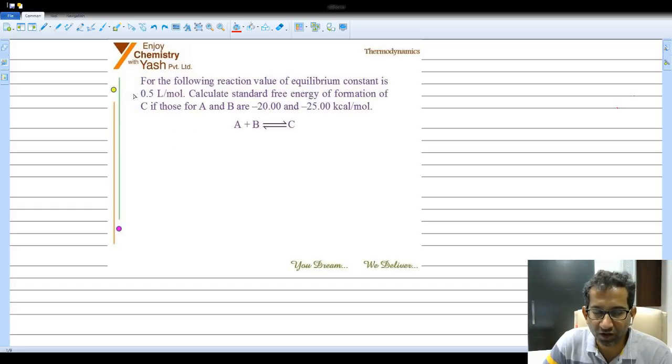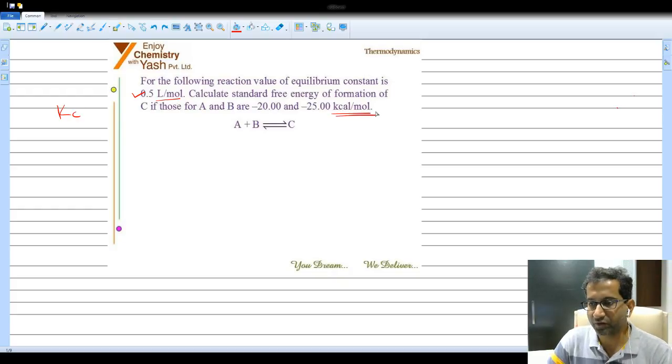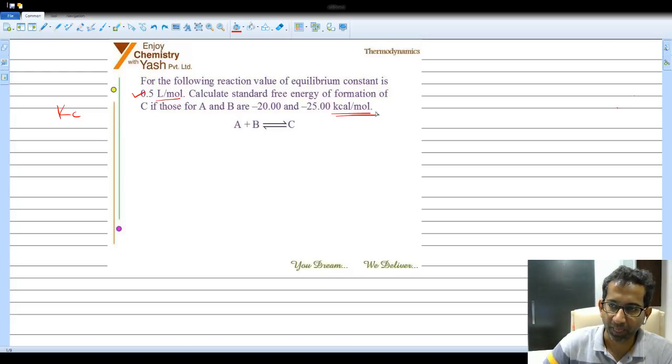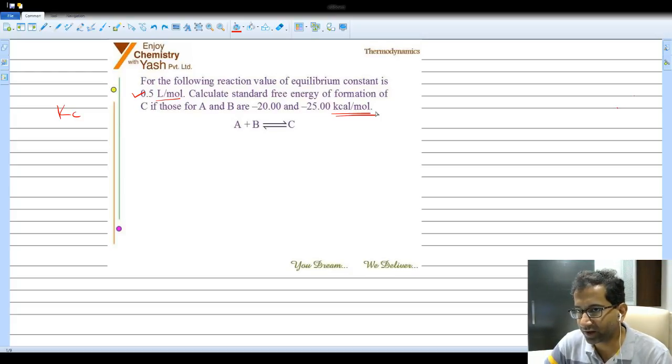Now let's focus on the equilibrium constant first. Look at its unit. It is given in liter per mole, so we should understand that they are talking about the equilibrium constant Kc. The units of free energy of formation are given in kilocalories, so we'll have to be careful when we substitute the value of the universal gas constant R. We will put the value 1.987, and since it's kilocalorie, we will take care of the 10 raised to minus 3 also.